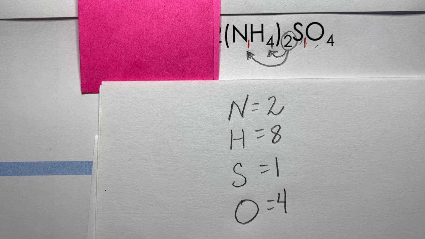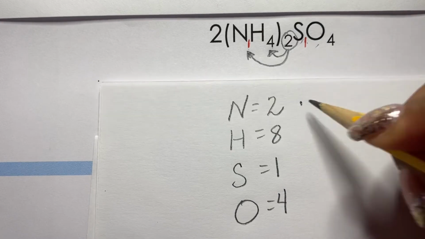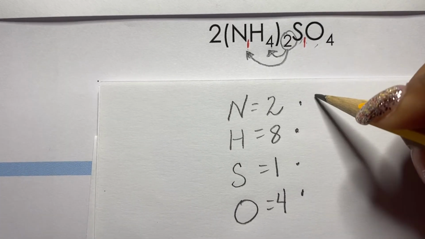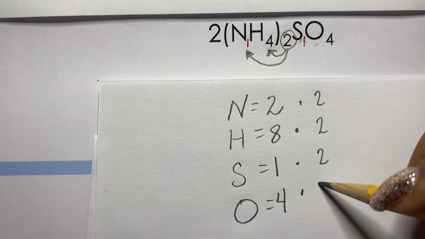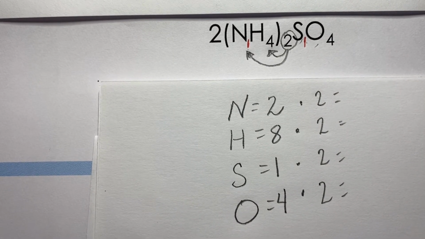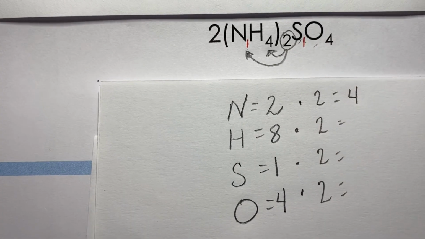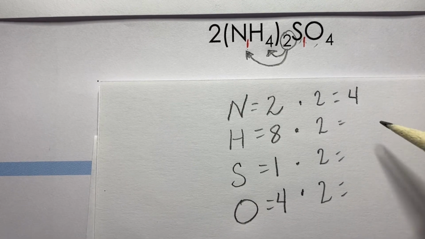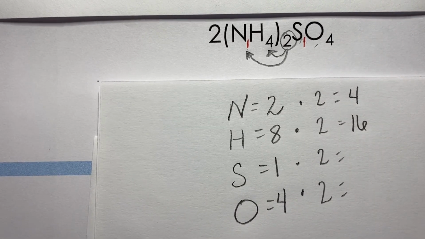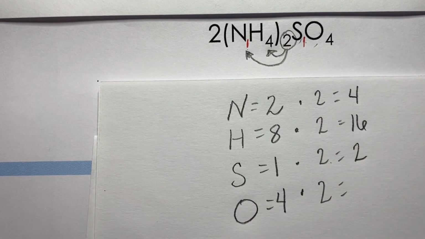Now that we've done all of that, we need to do that whole thing 2 times. But instead of actually doing it 2 times, it's easier just to multiply your answers by 2. So 2 times 2 is 4. 8 times 2, 16. 1 times 2 is 2. And 4 times 2 is 8.